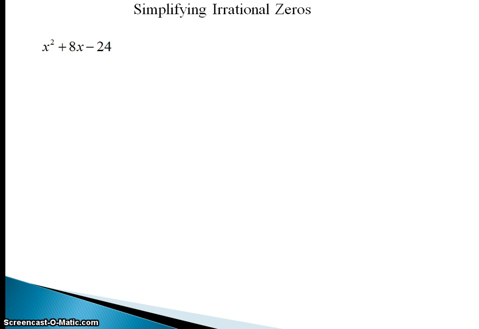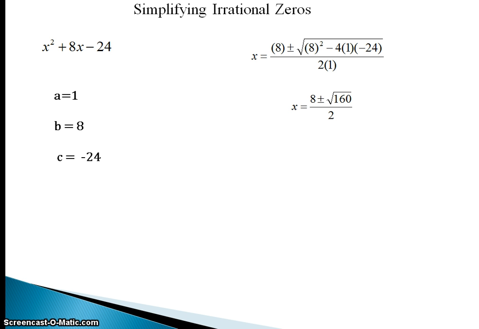Let's look at another example. We have this quadratic expression. We again begin by identifying a, b, and c. Then we plug the appropriate values into the quadratic formula. Simplify. We end up with 8 plus or minus the square root of 160 divided by 2.